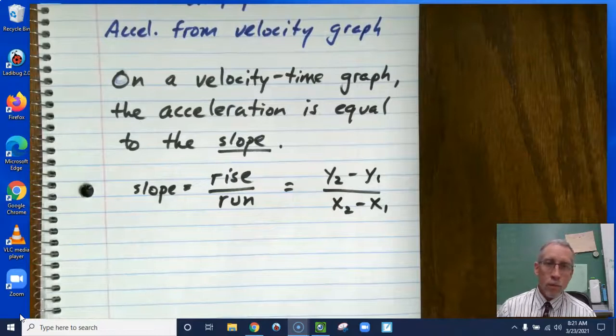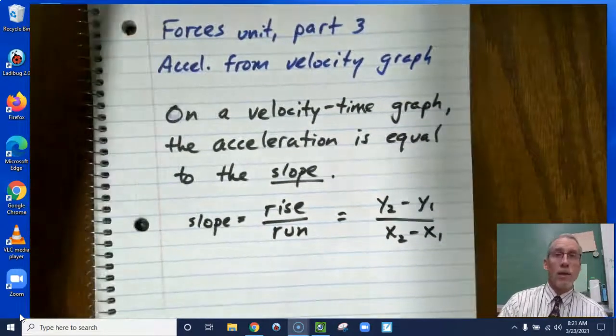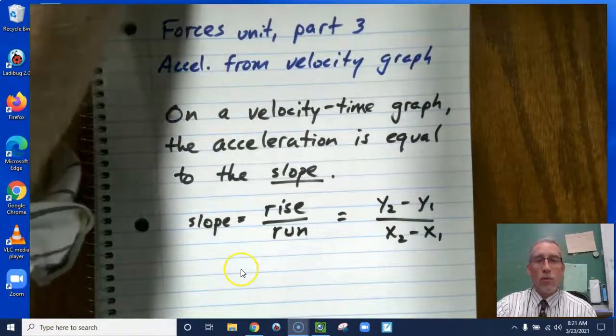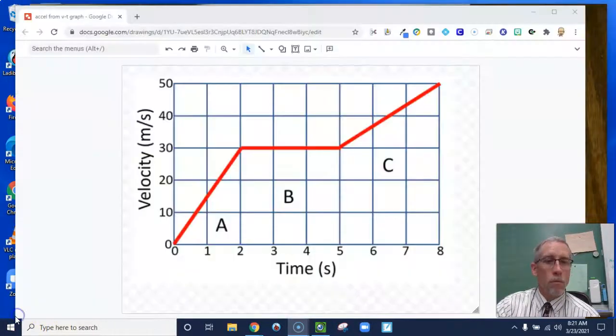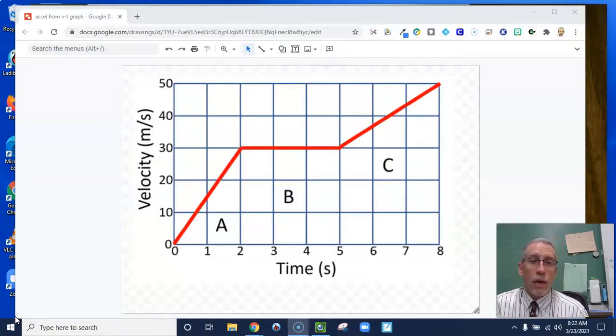Okay? So let's take a look at a velocity time graph, and we'll talk about what the acceleration looks like there. Okay, so here we have a velocity time graph. You see how it's labeled. It's got 3 segments on it. They've called them A, B, and C. I didn't make this graph, I just found it. And so there are 3 different slopes there.